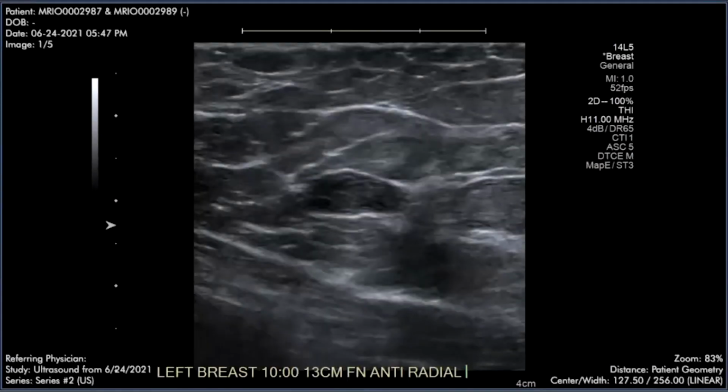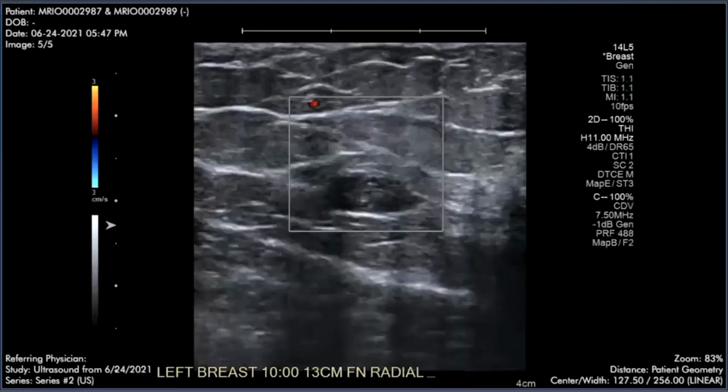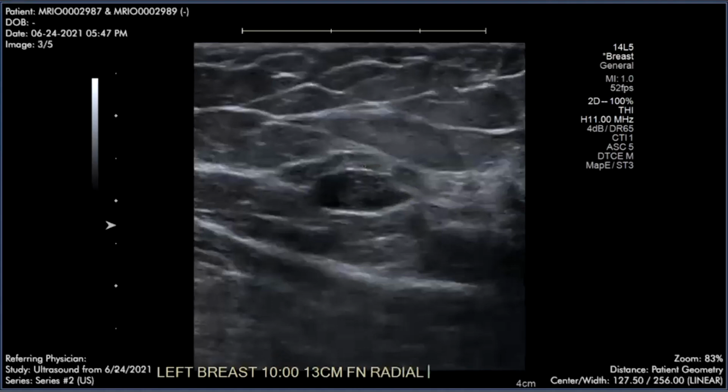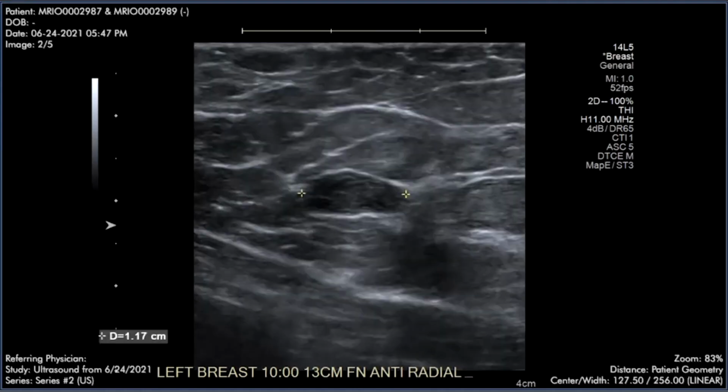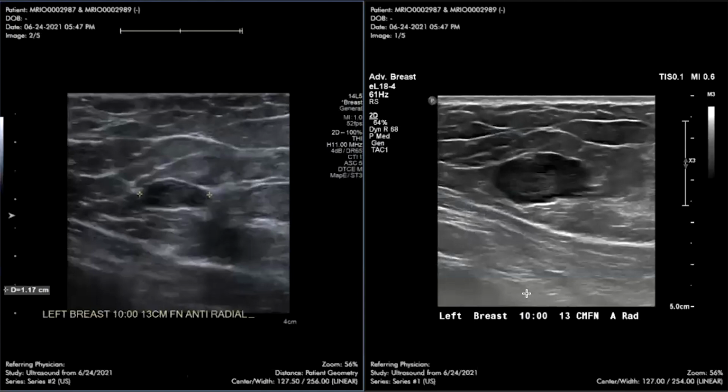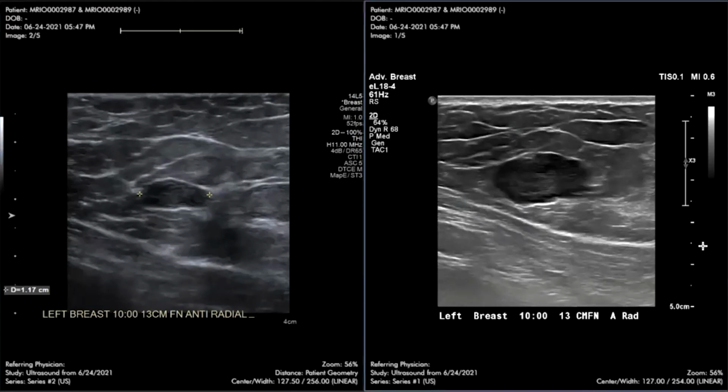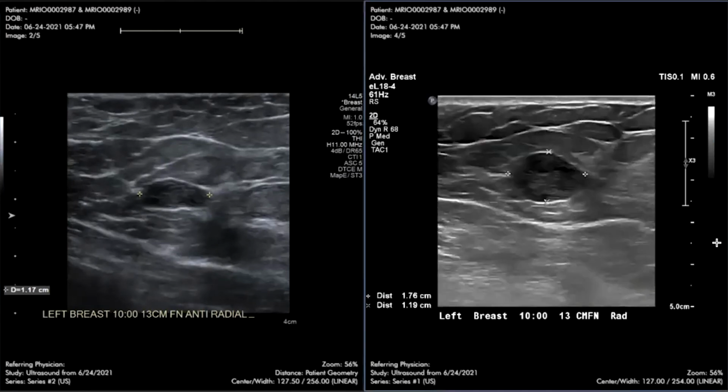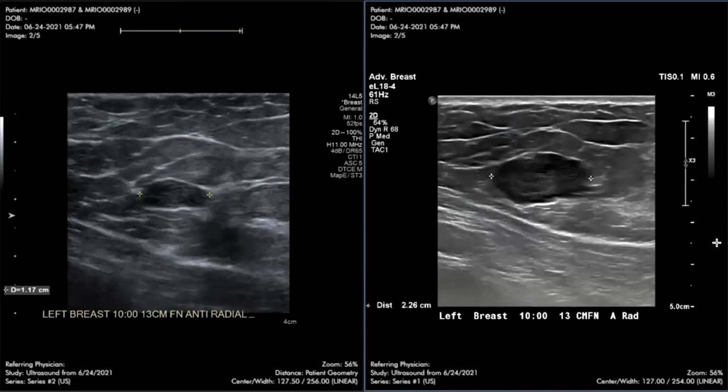So this is another case of an oval circumscribed mass. This was a callback from a screening mammogram, and we saw this oval circumscribed mass measured up to 1.2 centimeters. And this was appropriately given a BI-RADS 3 with a recommendation for a 6-month follow-up. So when the patient came back in 6 months, we saw that the mass increased in size. So initially it measured up to 1.2 centimeters. And at the 6-month follow-up, it measured 1.8 by 1.2 by 2.3 centimeters. This was a greater than 20% increase in size over that 6 months.